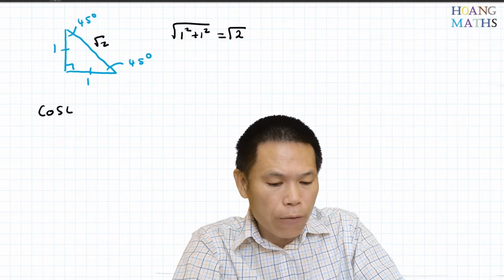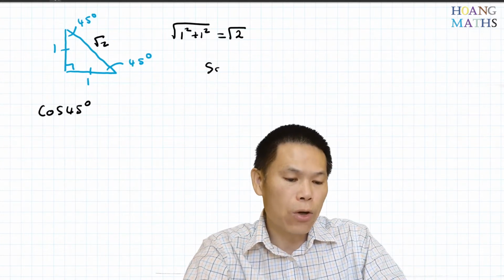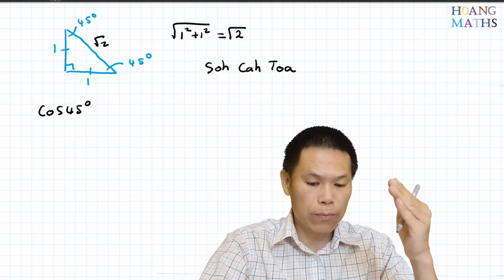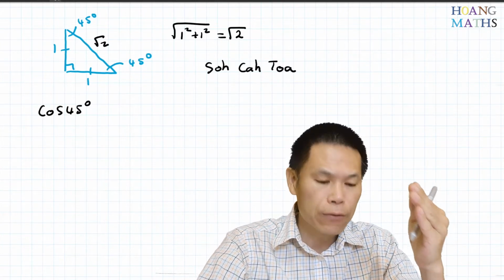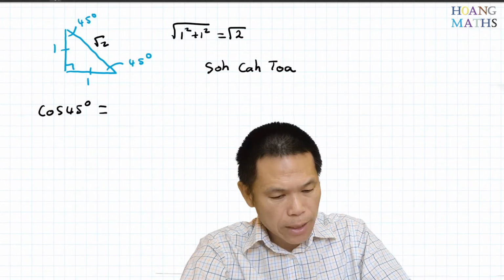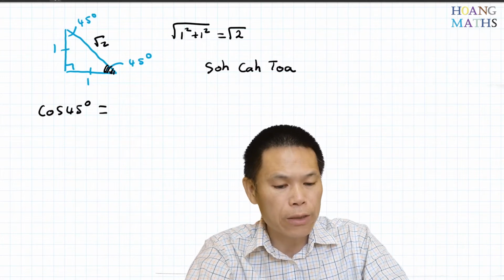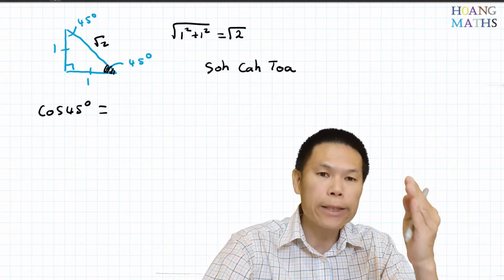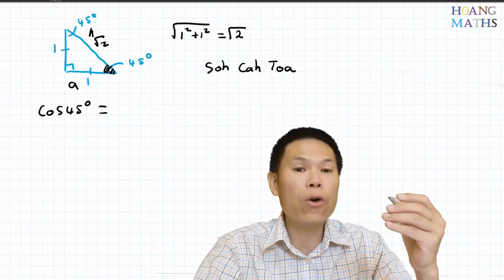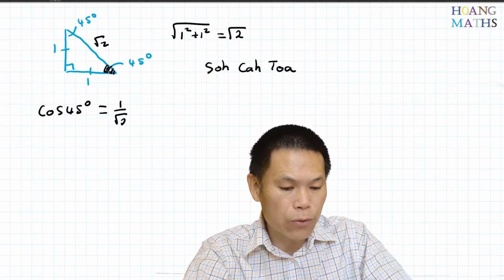So we go cos of 45 degrees. Now cos, remember 3 magic words: SOH CAH TOA. To work out the cos of 45, it's CAH, adjacent over hypotenuse. It doesn't matter which angle you're looking at because they're both 45 degrees. So let me just focus on this. Cos is adjacent over hypotenuse. This is adjacent, this is hypotenuse. So 1 over root 2. So the answer is 1 over square root of 2.